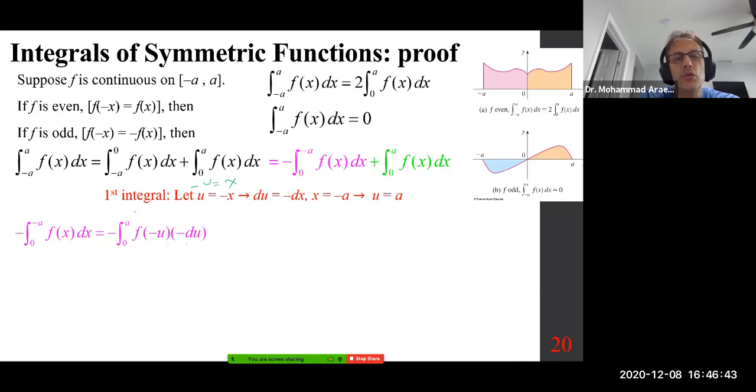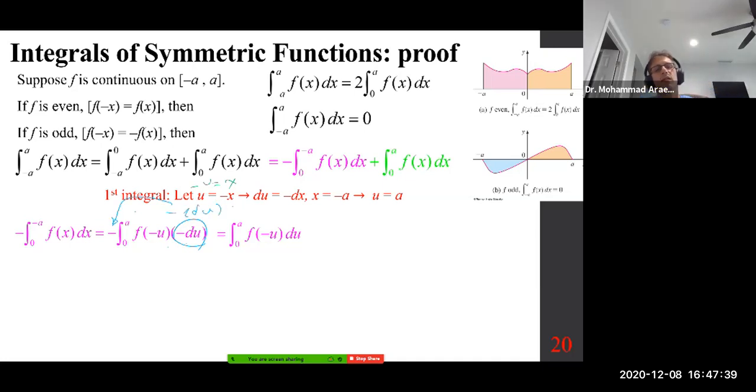So if you let u be minus x, in other words, x becomes minus u. So replace the x with minus u, and du becomes minus dx. That means dx is minus du. And therefore, with u being negative x, when you plug in 0, you get 0. When you plug in minus a, you get positive a. So that's how it changes. Now negative times negative times negative, we write that and it becomes f of minus u. This part has a negative sign times du, and this negative sign and this negative sign give us a positive sign.